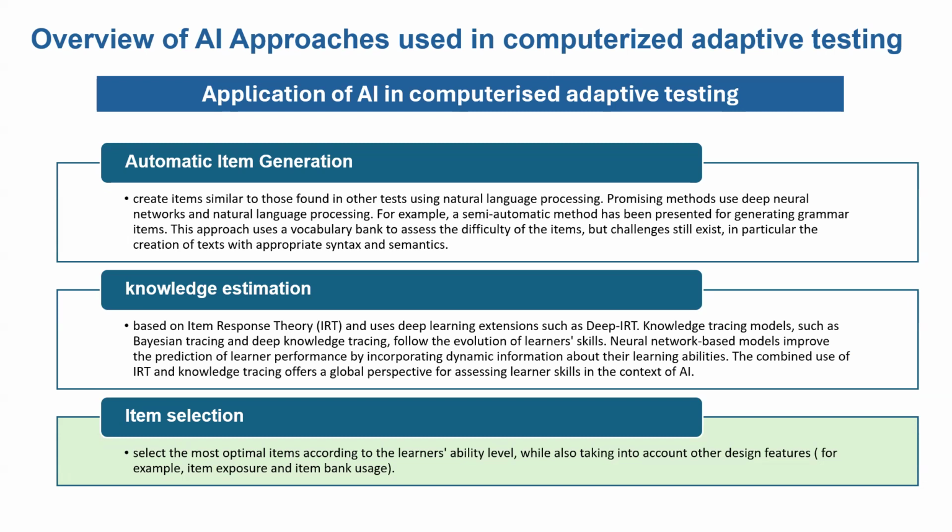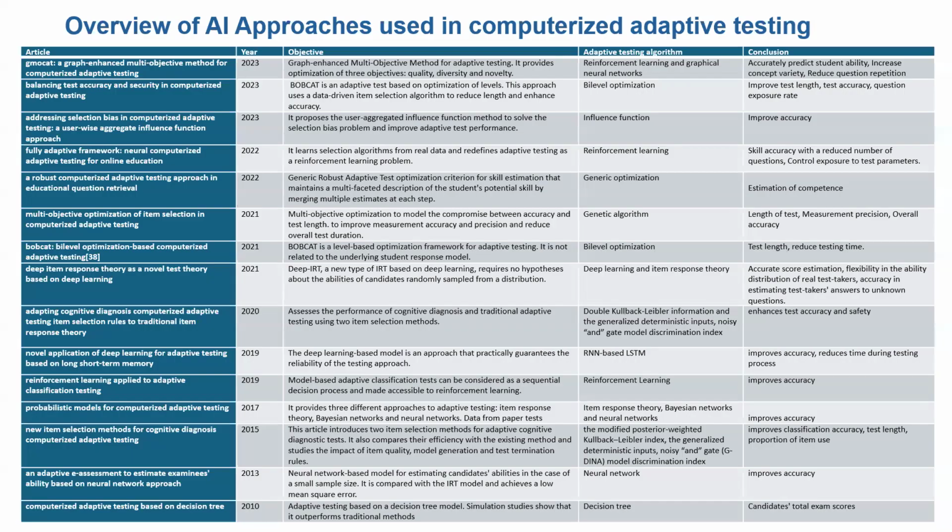The last application is item selection. Select the most optimal item according to the learner's ability level, while also taking into account other design features, for example, item exposure and item bank usage. Our research will focus on examining artificial intelligence-driven item selection models in the context of computerized adaptive testing.